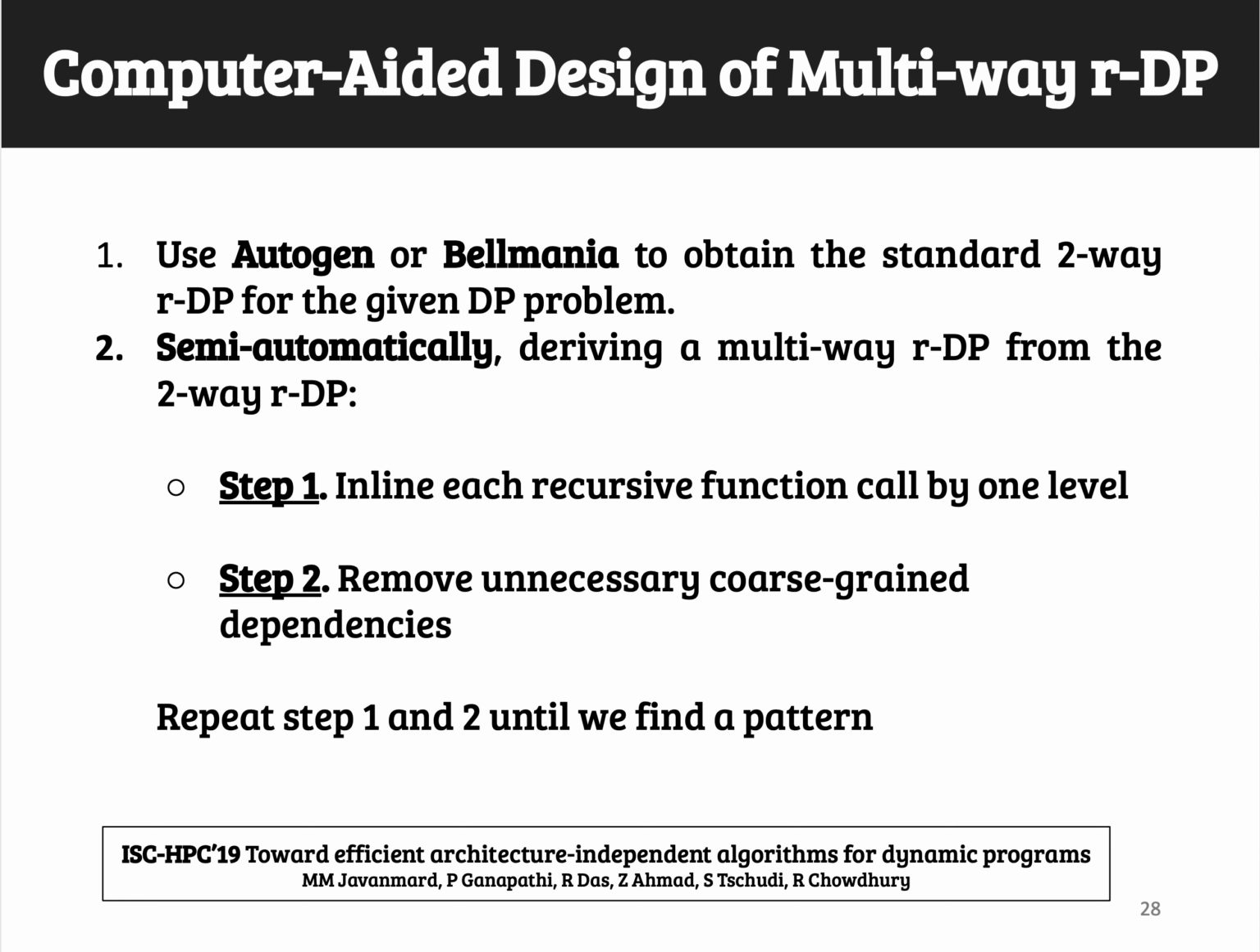First, we use Autogen or Bellmania to obtain the standard two-way R-DP functions for the given DP problem. Then, in a semi-automatic manner, we apply the following two steps repeatedly to derive the multi-way R-DP algorithm from the corresponding two-way R-DP. The first step is to inline each recursive function call by one level, and the second step is to remove unnecessary coarse-grained dependencies. We repeat these two steps until we find the pattern and come up with the compact representation of the algorithm.